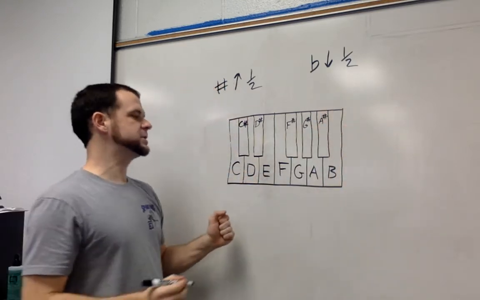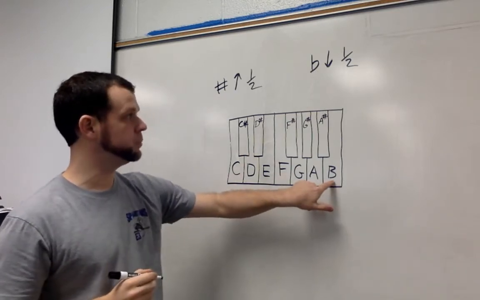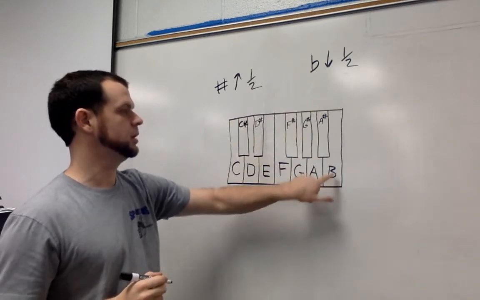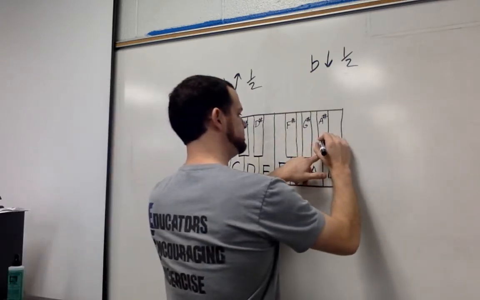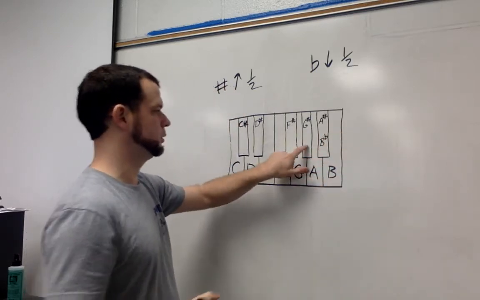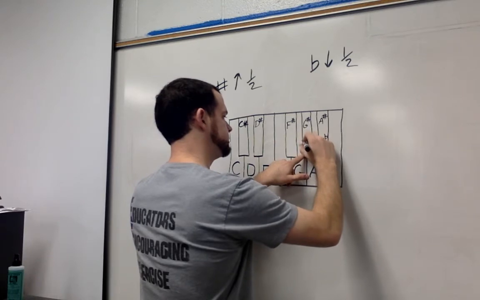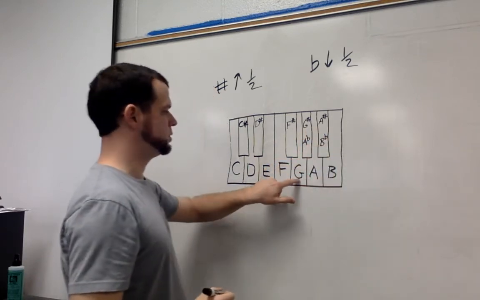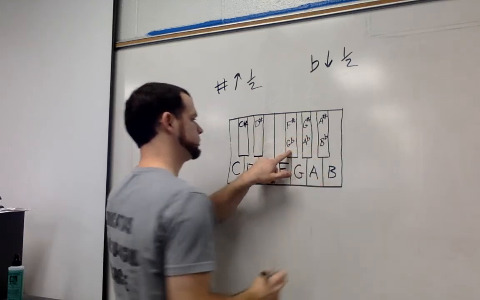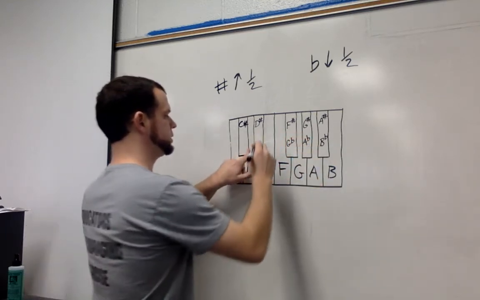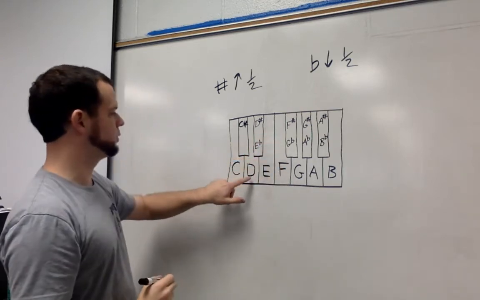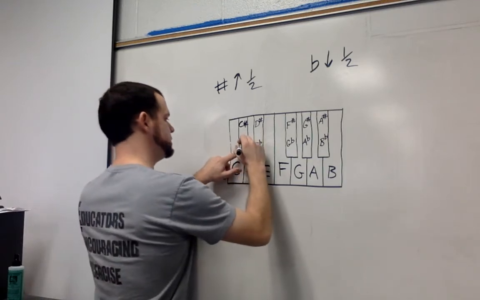But what about the flats, Mr. Ballard? Well, let's start here. B, if we flat it, it lowers it by a half step. So B, lower it to B flat. A, lower it to A flat. G, lower it to G flat. E, lower it to E flat. And of course, D, we can lower to D flat.